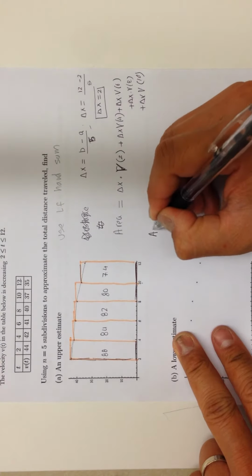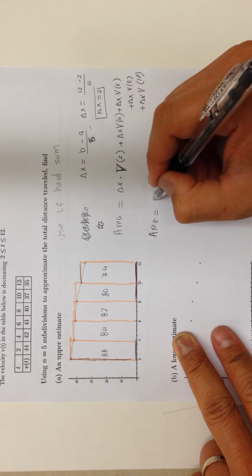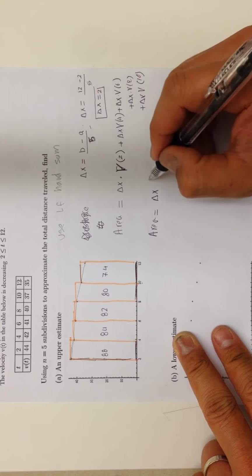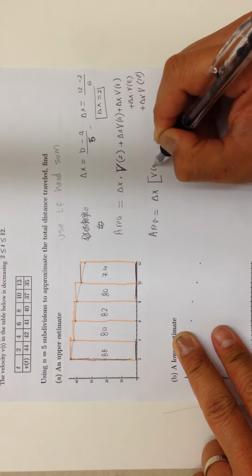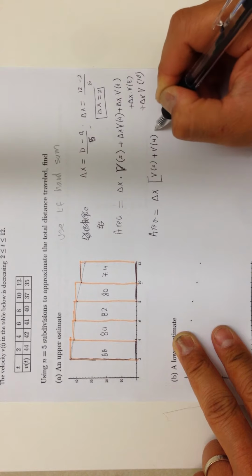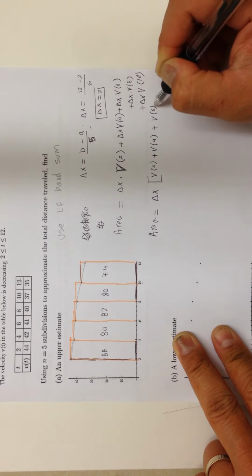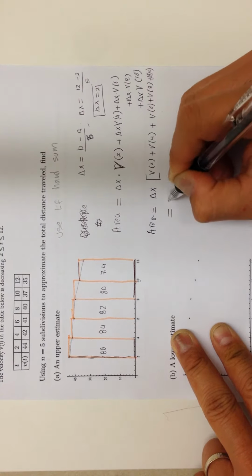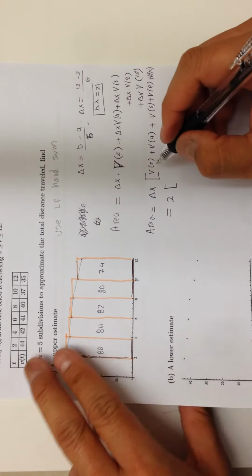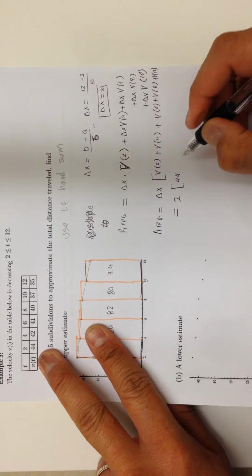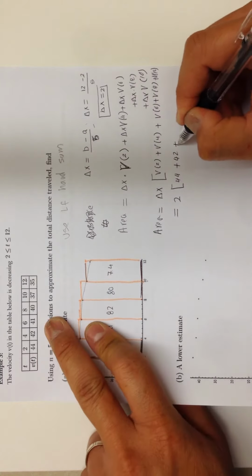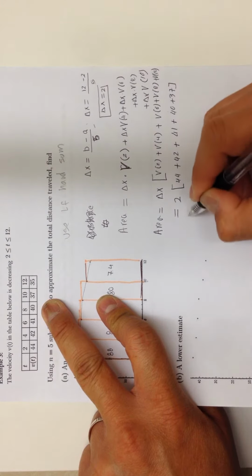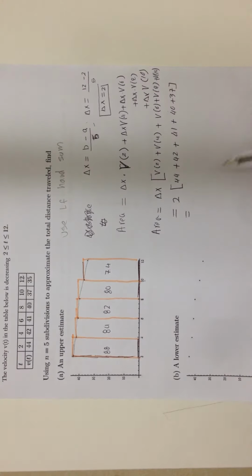So area is, we can summarize this, because each one of these terms has the change in x. Pull that out, and it's basically v of 2 plus v of 4 plus v of 6 plus v of 8 plus v of 10, which equals 2 times, v of 2 is 44, v of 4 is 42, v of 6 is 41, v of 8 is 40, and then v of 10 is 37. Add those together and double it. And that's exactly what we did.